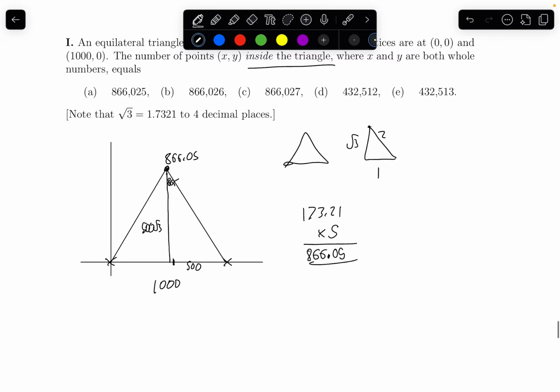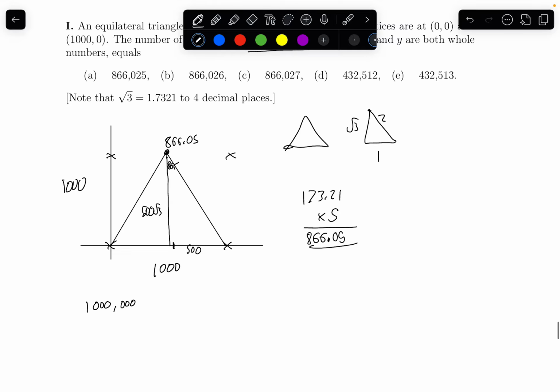And the key to this question is thinking, well, how many points would be in a cube? 1,000 and 1,000. Well, it's about 1,000,000, if we're including the edges. So take away like 4,000 because of all those edges. So it's just under 1,000,000. Well, this triangle is about half. So it can't be more than half of this, because we have to take away the edges. So it's going to be D or E.